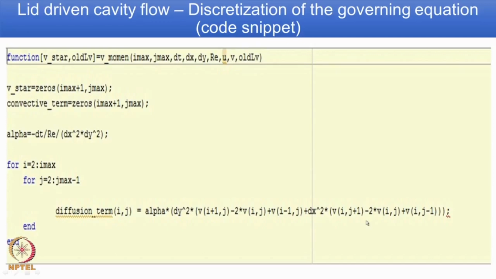Similarly, the second term in the diffusion term is dou squared V by dou y squared. If you write it in difference form, it is divided by delta y squared, and we are multiplying by alpha commonly. So, the extra term is adjusted in the numerator as delta x squared into the second order central differencing scheme for the second term. So, we have V taken from I j plus 1 minus 2 V I comma j plus V I j minus 1.